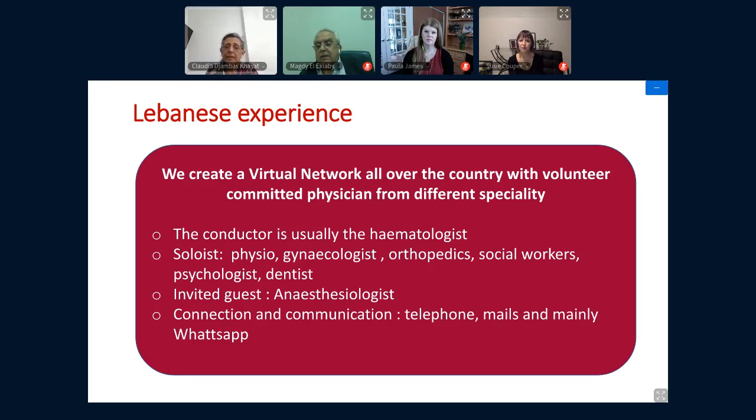So what we have done, we created a virtual network all over the country from the center of care, the voluntary center of care, with volunteer committed physicians from different specialties. The conductor is usually the hematologist. The soloists are physio, gyneco, orthopedist, social worker, psychologist, dentist, all over the region. And sometimes we can have invited guests like anesthesiologists. Connection and communication are by phone, mails, and mainly WhatsApp. And with our patients, the main communication is WhatsApp.